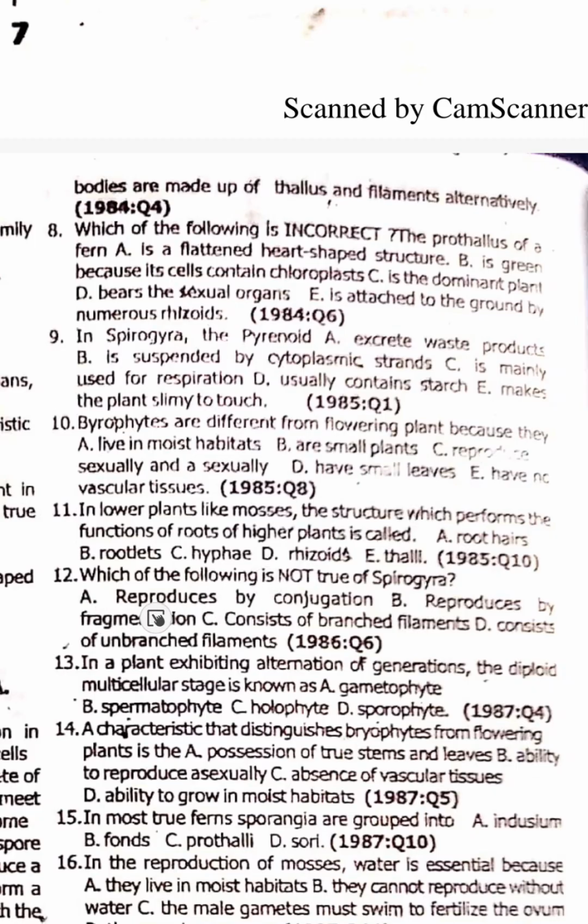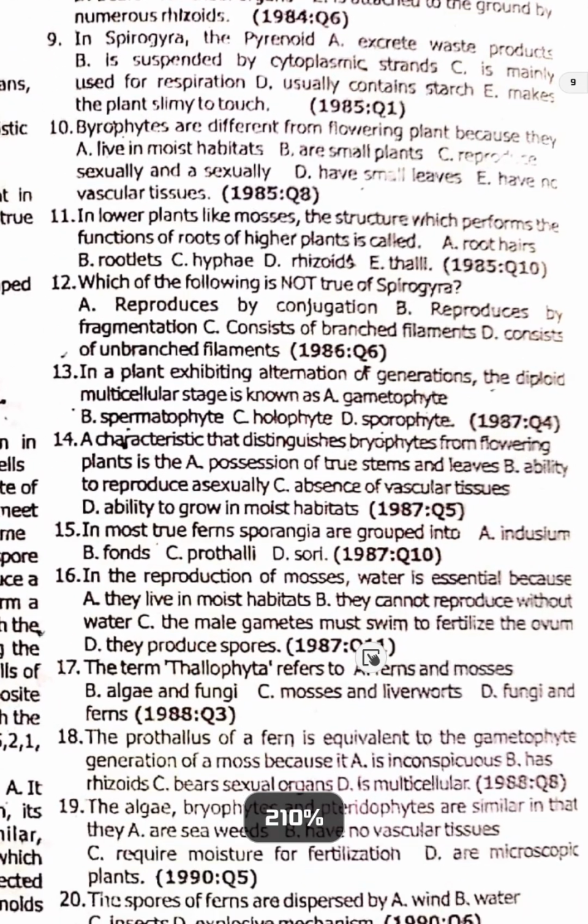12. Which of the following is not true of Spirogyra? It consists of a branch. No, Spirogyra does not branch. It is straight like a thallus or filament, like a rope.